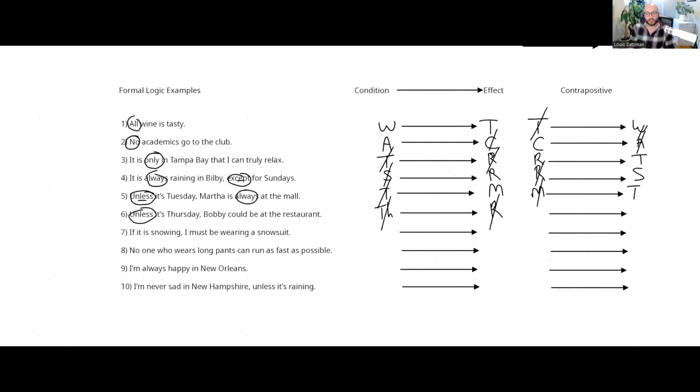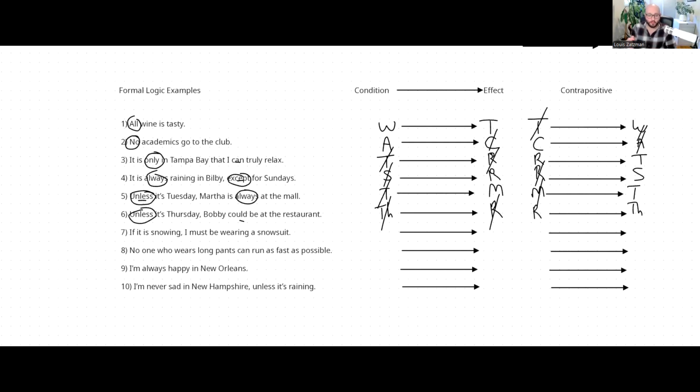So in this case, it functions exactly the same as number three. Can, could, only, unless. And our contrapositive, well, if he is at the restaurant, it must, with certainty, be Thursday.